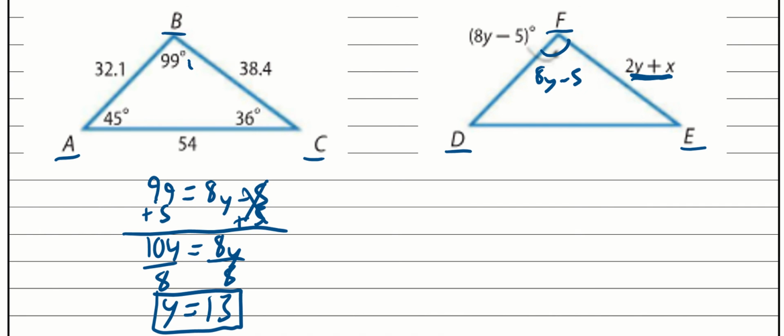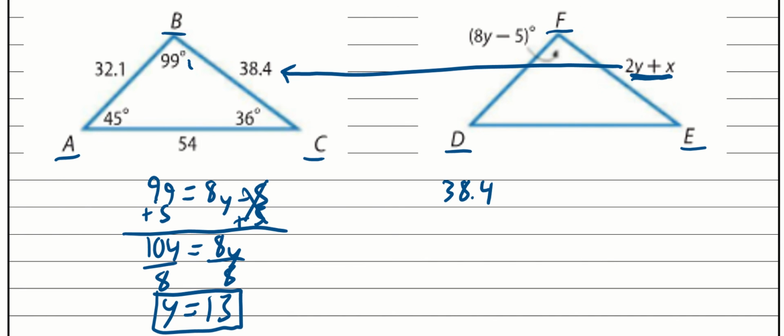Okay, now that we have this, we have y equals 13. That's going to help us because we notice that we have this side length 2y plus X, and that corresponds to the side length that's in the same spot, which is 38.4. So I can go ahead and set those two equal to each other. 38.4 equals 2y plus X. And something else that's helpful, why we had to solve for Y first, is now we can plug that in and then solve for X.